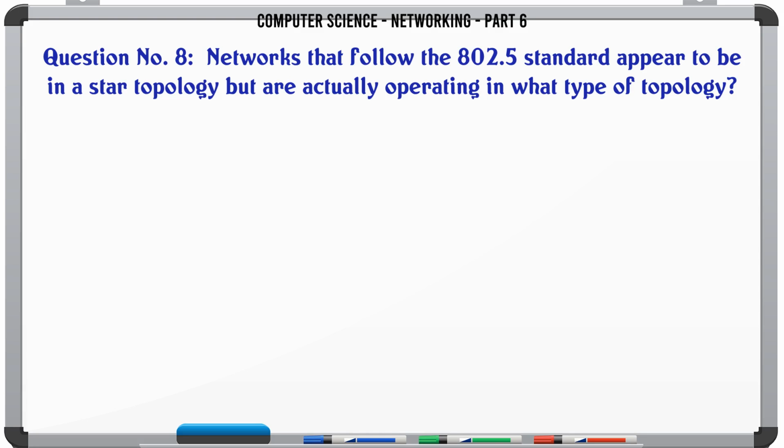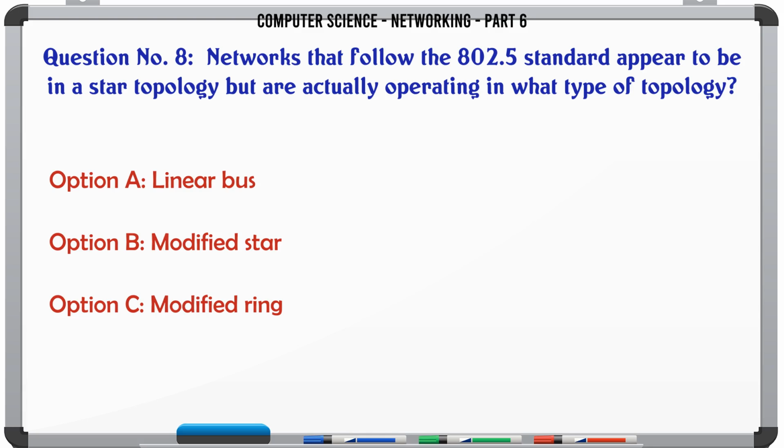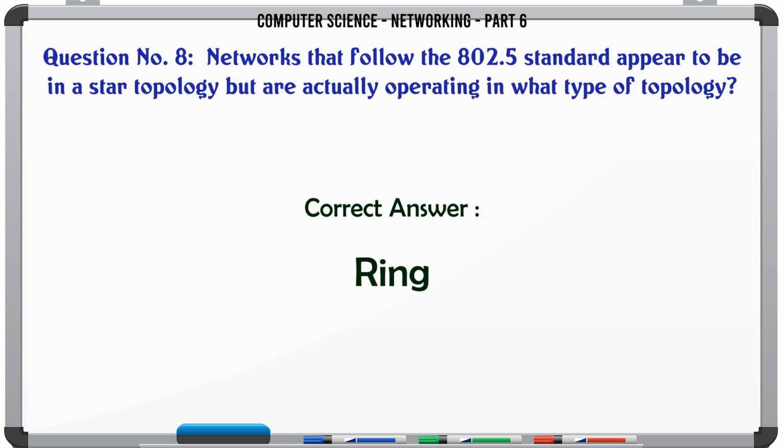Networks that follow the 802.5 standard appear to be in a star topology but are actually operating in what type of topology? A. Linear bus, B. Modified star, C. Modified ring, D. Ring. The correct answer is ring.